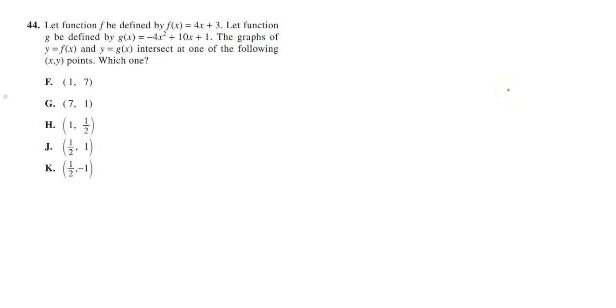Okay, it says let the function f be defined by f of x is 4x plus 3. Let function g be defined by g of x equal to negative 4x squared plus 10x plus 1. The graphs of y equal to f of x and y equal to g of x intersect. So when two graphs intersect, it means that they have points that are common. So they're equal to each other. So we can say here, negative 4x squared plus 10x plus 1 equal to 4x plus 3. And we're going to write this in the form ax squared plus bx plus c equal to 0.